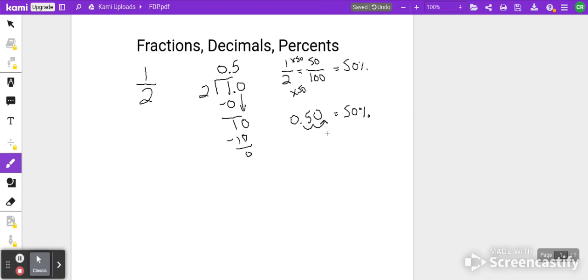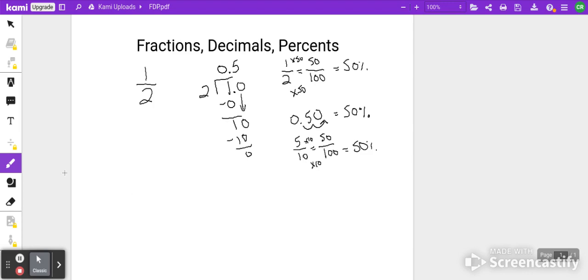Another way that you could think about this is 0.5 is actually called 5/10, and you could set that up also over 100. Multiply it by 10. 5 times 10 is 50. 50 over 100 again is 50%. So if the denominator in your fraction goes into 100, so if it's 2 or 4 or 5 or 10 or 20 or 25, then it's pretty easy to make it into a proportion with a fraction with a 100 as the denominator. So that's how you would do that.